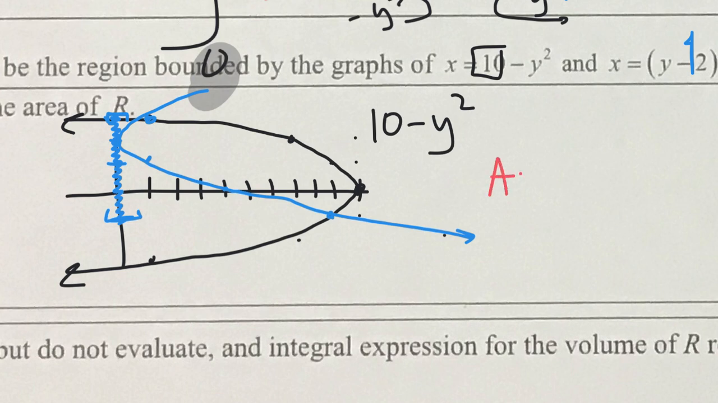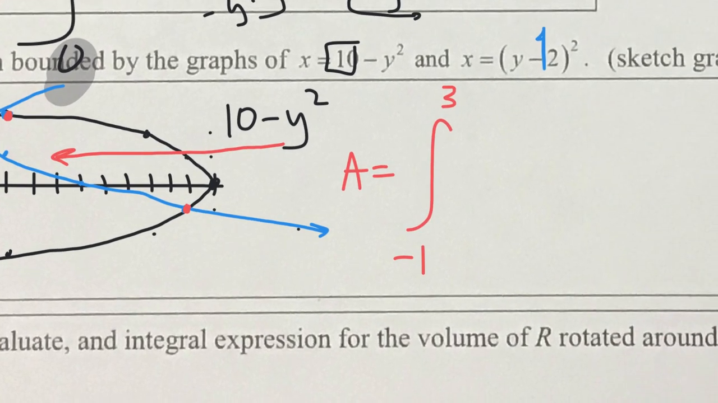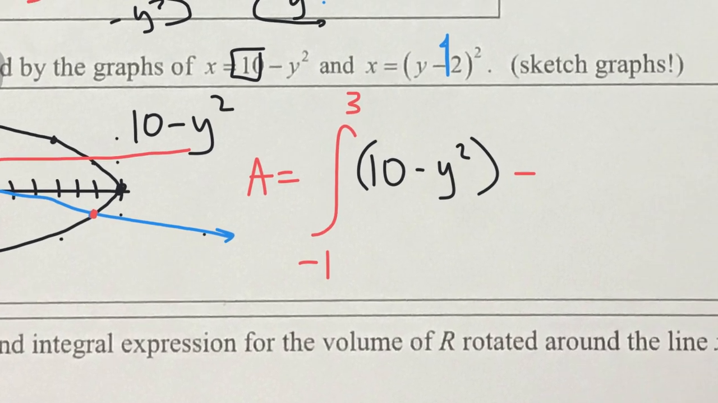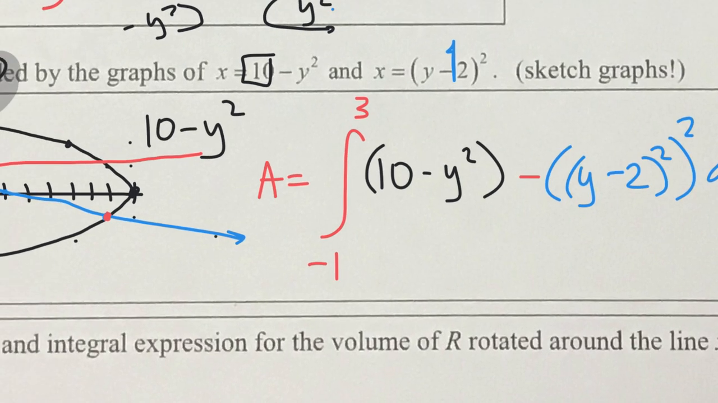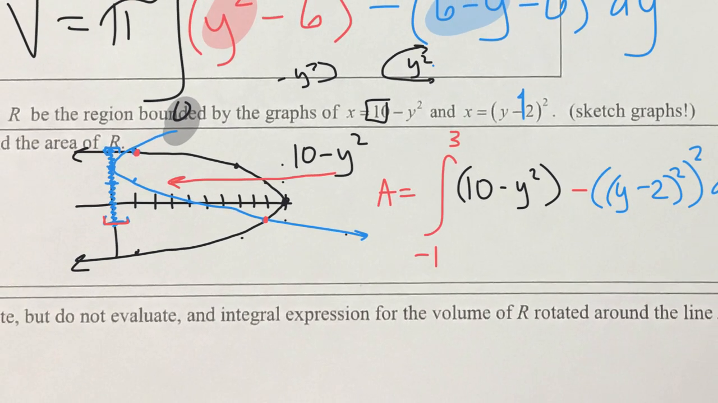So the area is just the integral from -1 to 3, because those are the y values where these things intersect, right? The y values here and the y value there. When you're doing a y-axis integral, it's from the right. So it's the right function minus the left function. So your right function was 10 minus y squared, minus your left function, which is y minus 2 quantity squared, dy.